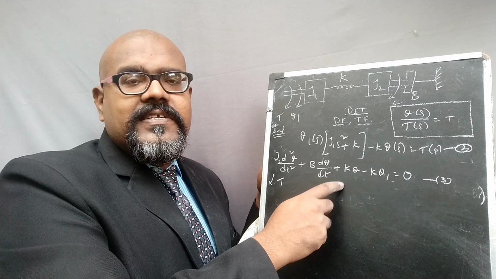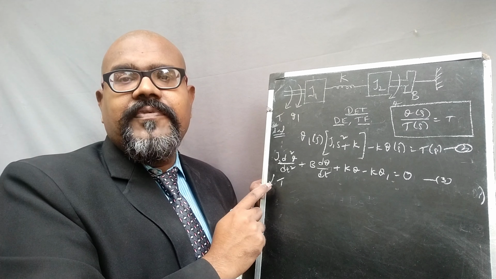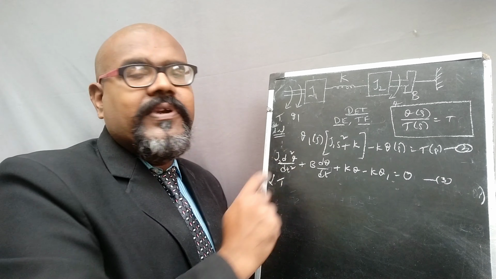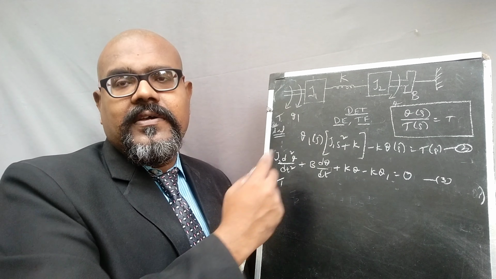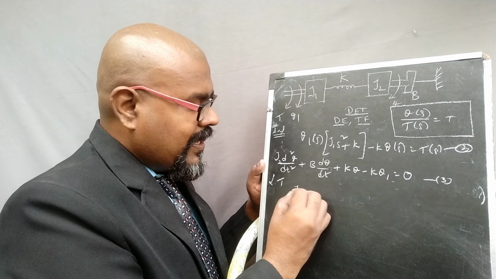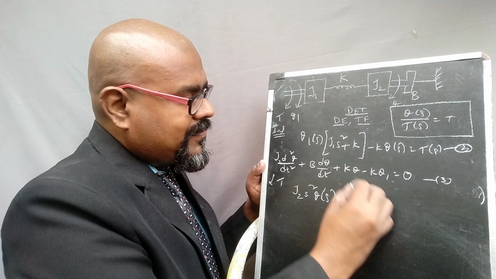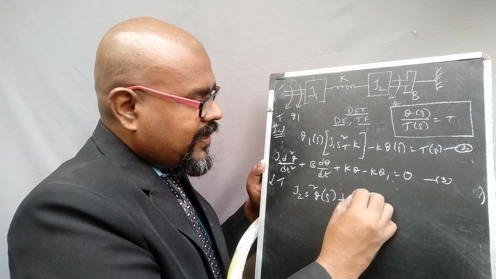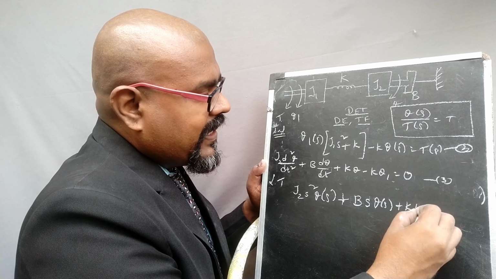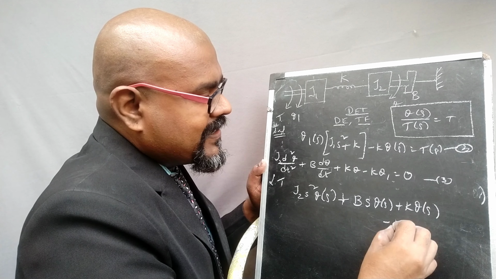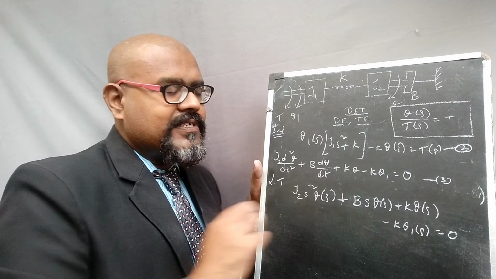This is the differential equation of the moment of inertia of mass J2. What is the next step? We need to determine the Laplace transform of this equation number 3. Once we determine the Laplace transform of each and every element, the conversion is J2 into s squared into theta of s, plus b into s into theta of s, plus k into theta of s, minus k into theta 1 of s is equal to 0. This is the conversion we made.